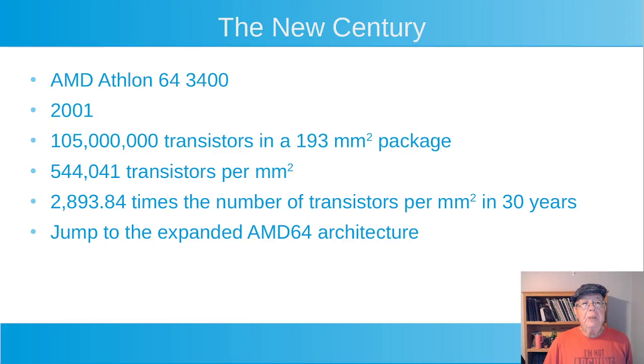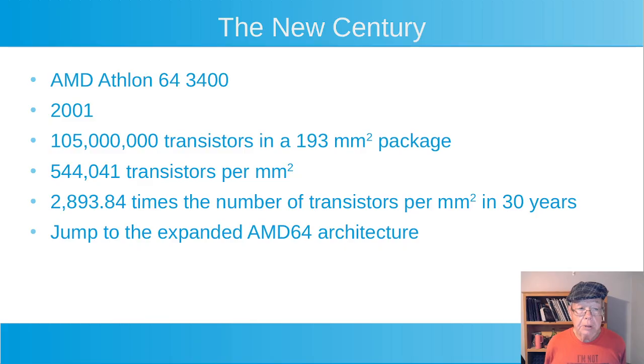Now we jump up into the new century. We've got the AMD Athlon 64 3400 in 2001. It had approximately 105 million transistors on a 193 square millimeter package. That's approximately 544,000 transistors per square millimeter. Note that at this point I'm going to leave off the last little bit. And that's approximately 2,890 times the number of transistors per square millimeter in 30 years.